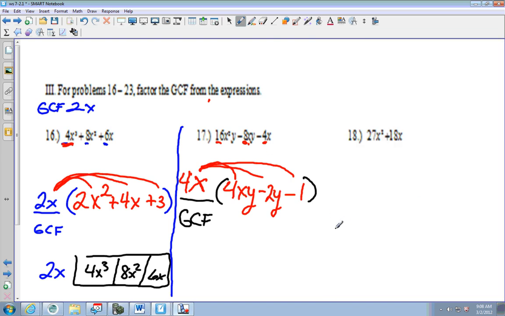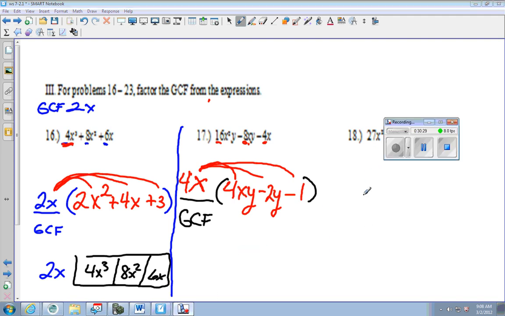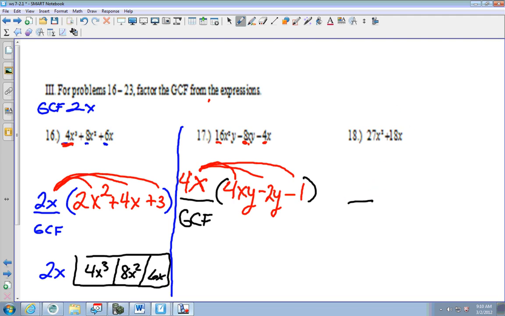Now, right here, try and do number 18. All right, on number 18, first off, I'm trying to find what goes into both of these to find the GCF, because remember, I'm pulling the GCF out. Guys, we're going backwards. Instead of doing the distributive property, we're trying to go backwards. That's what's called factoring.